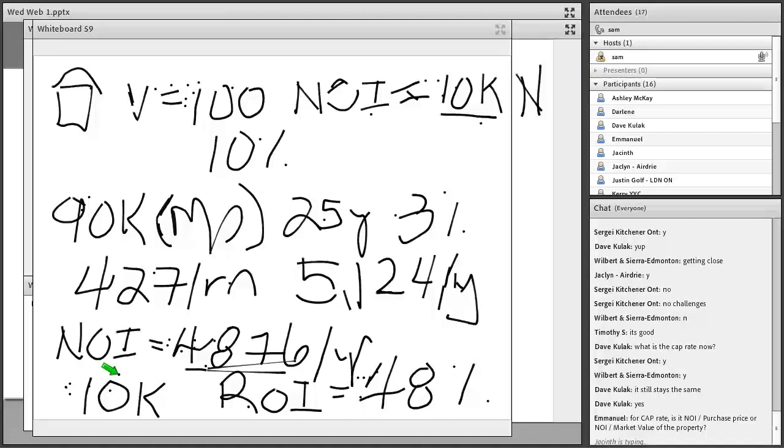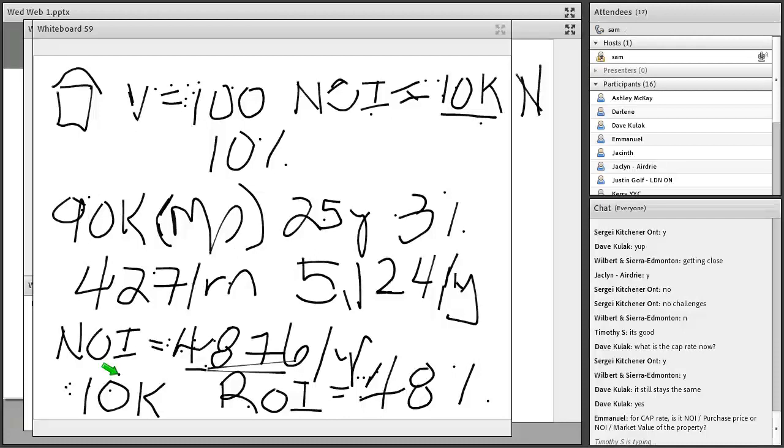So for cap rate, it is NOI over purchase price, or NOI over market value of the property. It's always against the property value. Always. Now, let me redo that, Emmanuel. I think I know what you're asking.